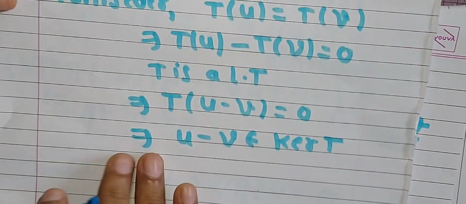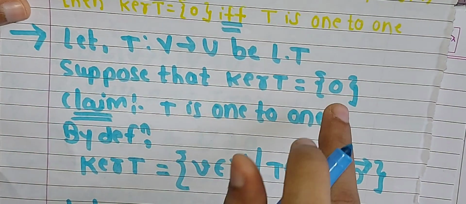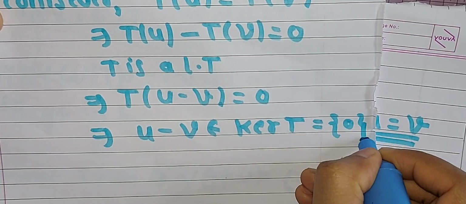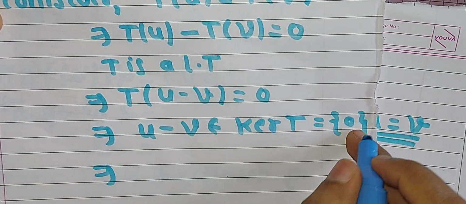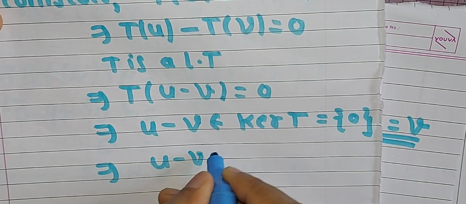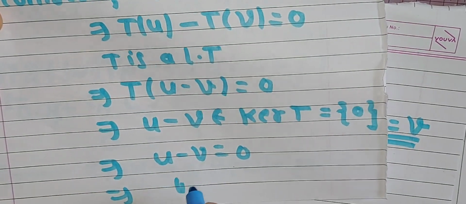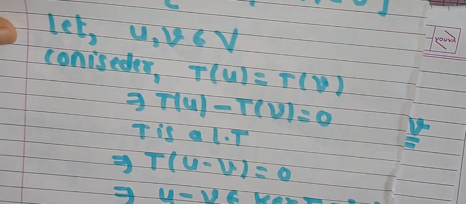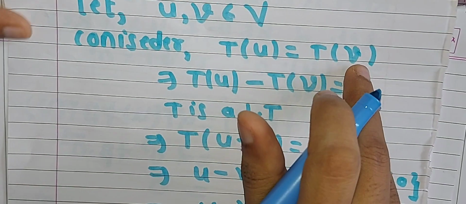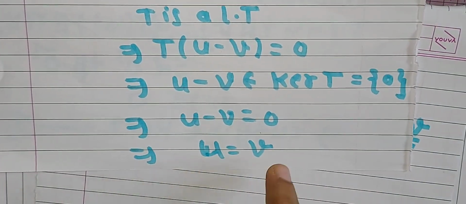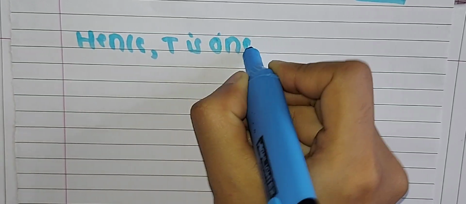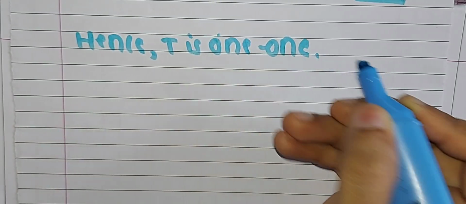But we have another given condition, that kernel of T equal to 0 bar. That means u minus v equal to 0. If u minus v is equal to 0, then we finally get u is equal to v. So we have obtained that if T of u equal to T of v, then u equal to v. Hence T is 1 to 1. So we have obtained this first part.